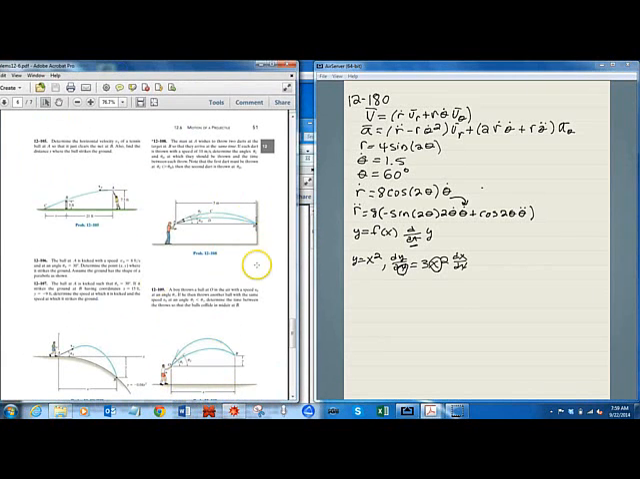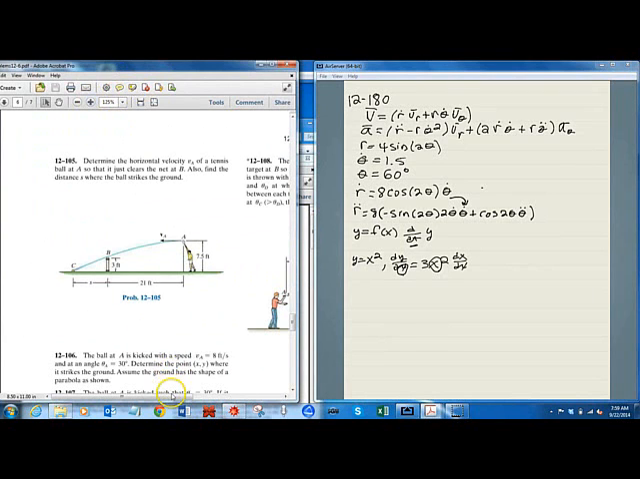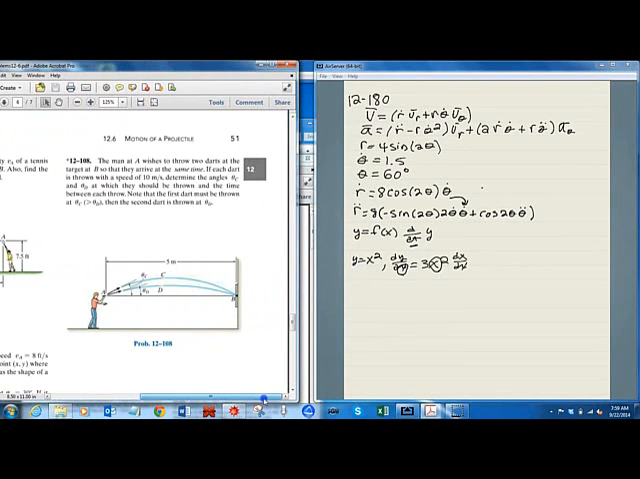All right, so let's see. Enlarge it. The man at A wishes to throw 2 darts at the target at B so that they arrive at the same time. If each dart is thrown with the speed of 10, determine the angles at which they should be thrown and the time between each throw. Note that the first dart must be thrown at theta C, then the second dart thrown at theta D.